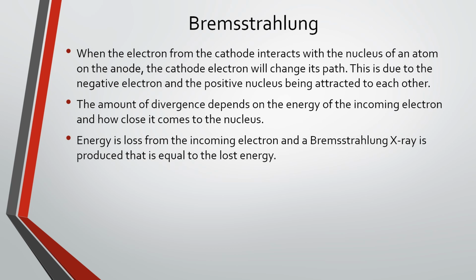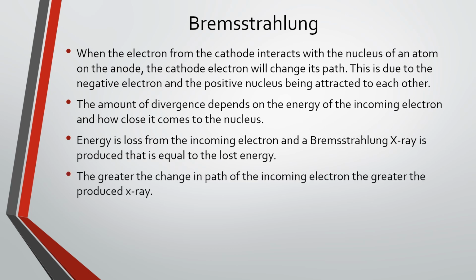So in this case, the electron will slow down. Essentially, it will lose energy through this angling. Instead of continuing on a straight path, now it's going to curve around. It's going to go at some kind of angle that it wasn't originally doing. Through that, a Bremsstrahlung X-ray is produced, and that's equal to the loss of the energy of the incoming electron. The greater the change in path of the incoming electron, the greater the produced X-ray.